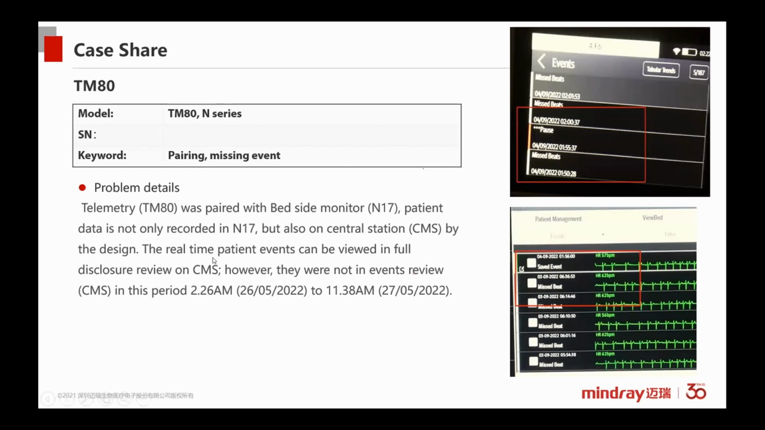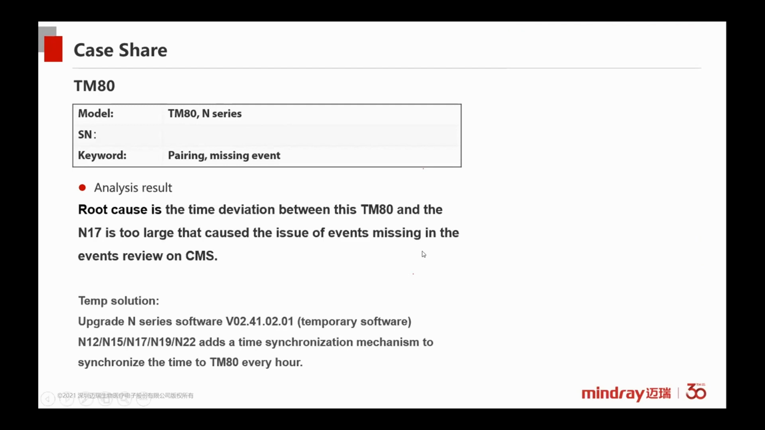The root cause is that they have different time deviation, which means that the TM80 has a clock circuit to calculate the time, and the N70 also has a clock circuit inside. So the time in the TM80 and the N70 is not the same. They have too large a deviation, which causes confusion for the CMS about which time is correct. Therefore, we have released a solution: in the latest software version, we added a time synchronization mechanism to avoid this problem.